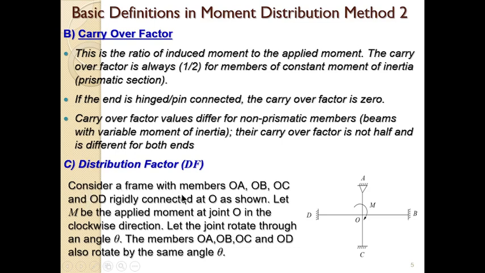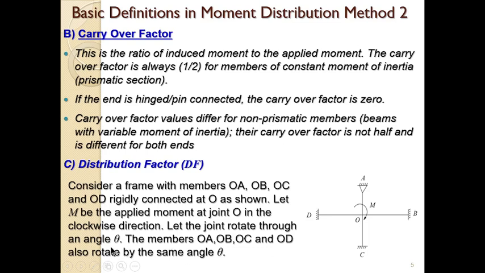Now consider a frame with these members. We have member OA, member OB, member OC, member OD. They are all meeting at this point O. Now let M be the moment applied at the joint O in the clockwise direction. So you see this moment applied here in the clockwise direction. Now let the joint rotate through an angle theta.